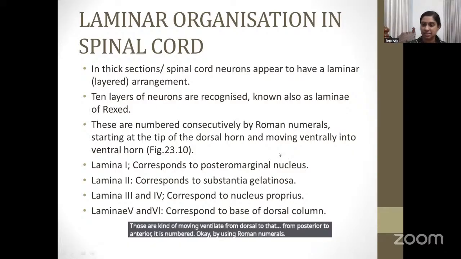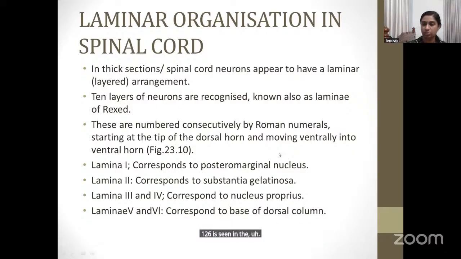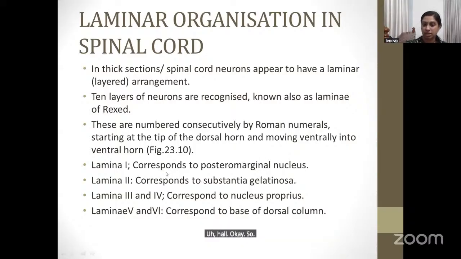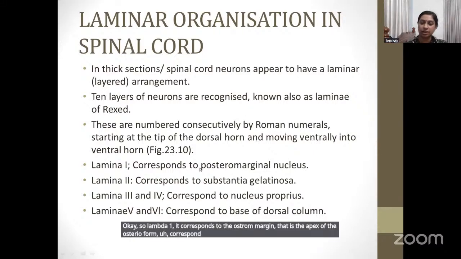Laminae 1 to 6 are seen particularly in the posterior horn, and 7 is seen in the lateral part, and the rest, 8, 9, and 10, are in relation with the central canal, and 8 and 9 are in relation with the anterior horn. Okay. So, lamina 1 corresponds to the posteromarginal. That is the apex of the posterior horn that corresponds with lamina 1.